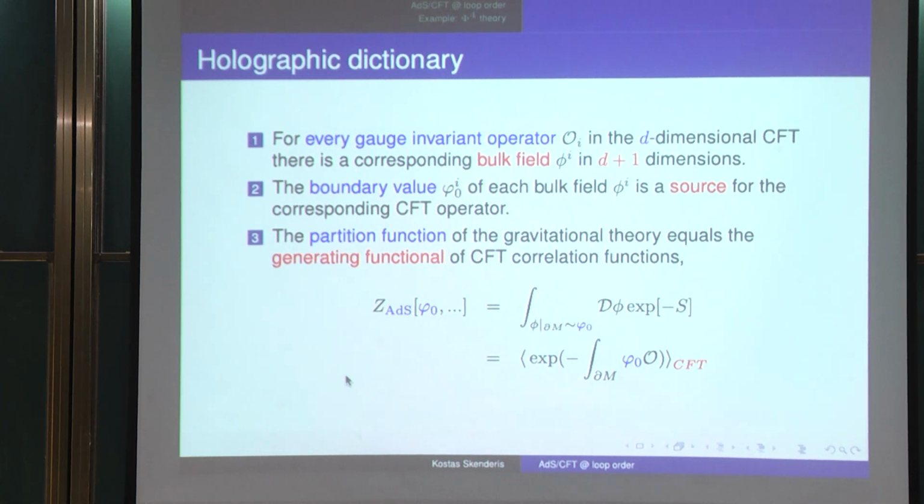And it has the following 3 parts. So the first part is that for every gauge invariant operator of the dual CFT, there is a corresponding bulk field, phi_I, in D+1 dimensions. And I guess this part was discussed in detail in Witten's original paper, and what convinced the majority of the community there's something non-trivial in this correspondence.